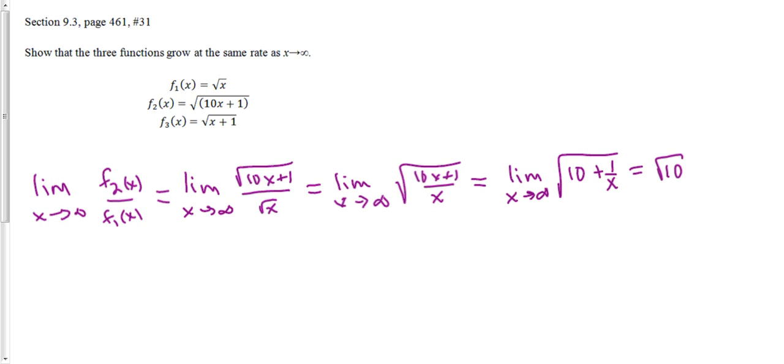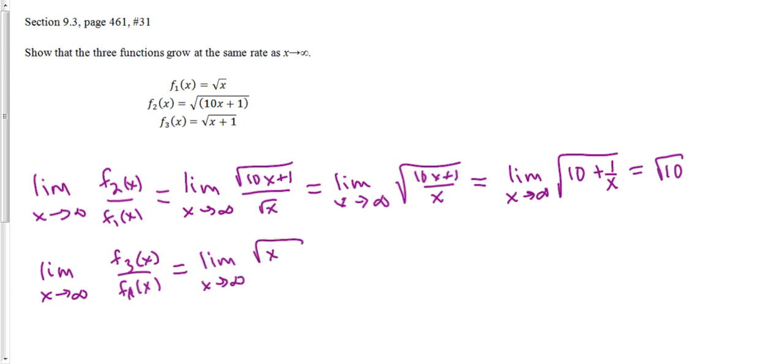So now I'm going to take a different pair of functions and show that they grow at the same rate. I'm going to take my limit as x goes to infinity, and this time I'm going to compare f3 of x to f1 of x. So I'm going to have the limit as x goes to infinity of the square root of x plus 1 over the square root of x. And again, I want to put this all under one radical sign, so I'm going to have the limit as x goes to infinity of the square root of x plus 1 over x.